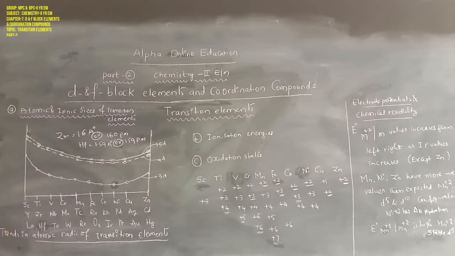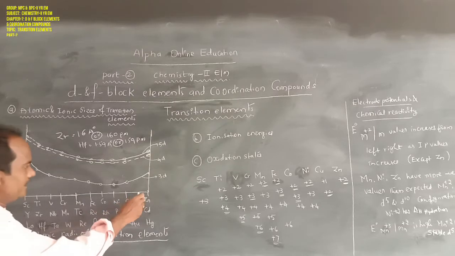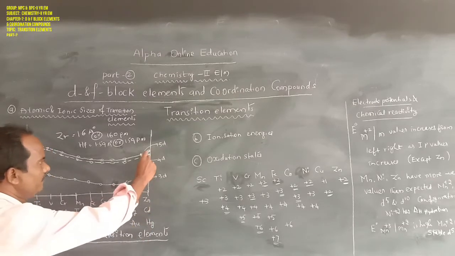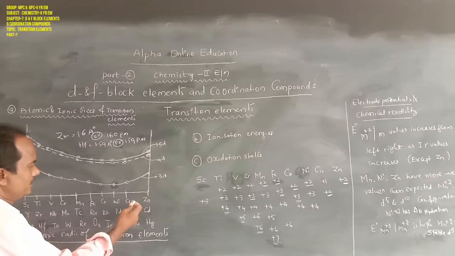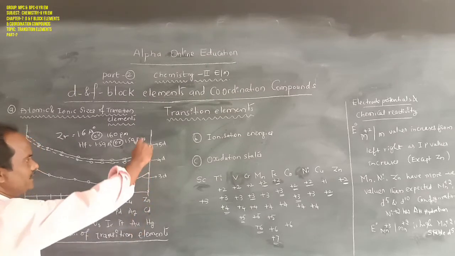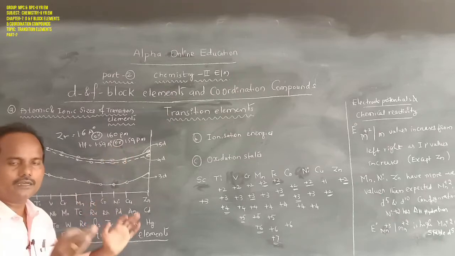Next, when you take zinc, cadmium, mercury, in the same way, when compared with copper, silver, gold, their sizes are larger.